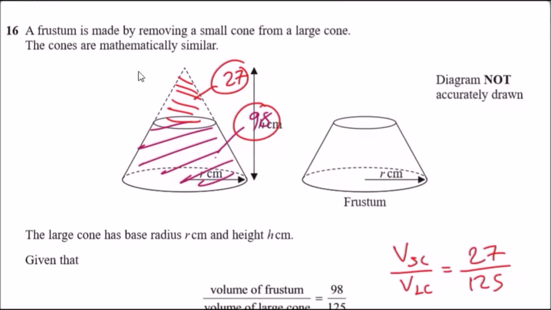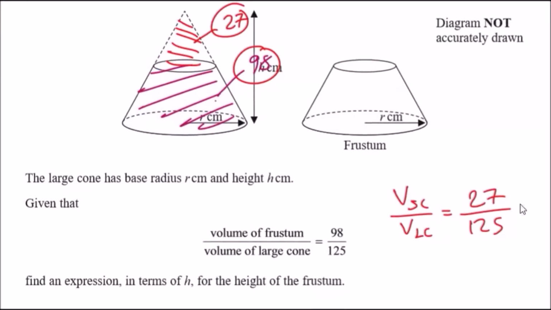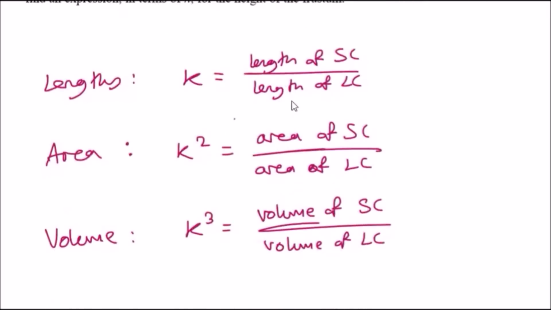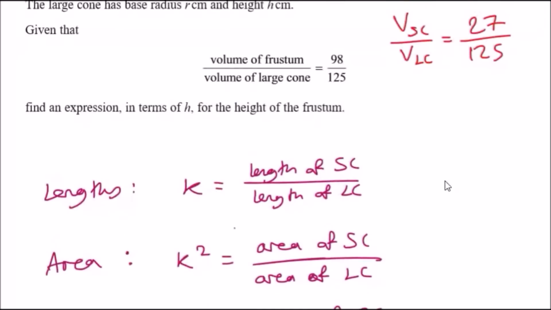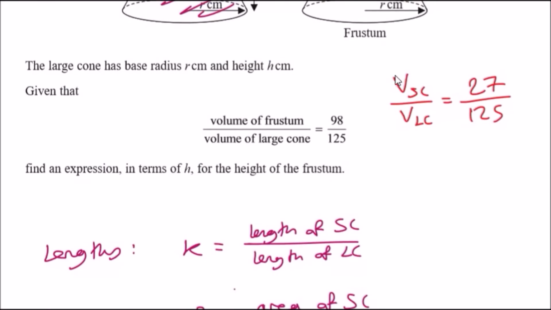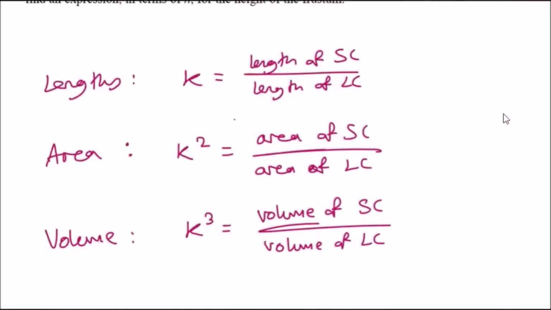Now, what does this tell us? Well, when you work with mathematically similar things, the volume, the area and the scale factor in general are all related. So I'm going to jot this down. When you work with lengths, let's say that the ratio between the small cone and large cone is represented by k. This means that the areas between them is k squared, and the volume between them is k cubed. And by the way, the k's here are all the same. The only difference are the powers. So look at this number again. We're looking at the relationship between the volume of the small and large cone, which is this. So technically 27 over 125 equals k cubed.